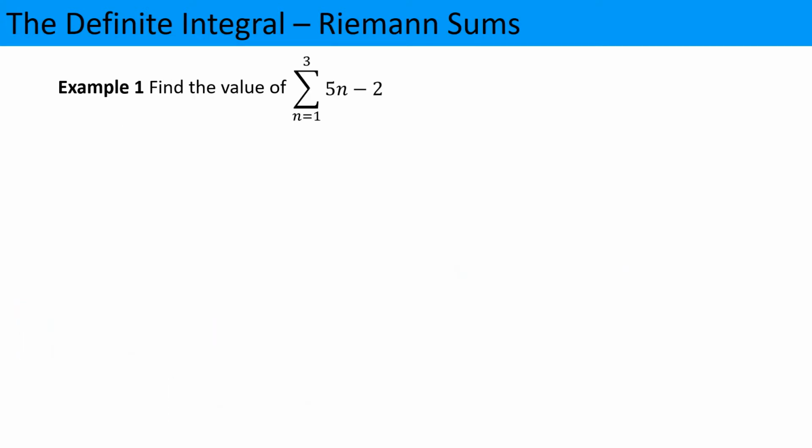Example, let's try this. Find the value of the summation of n equals 1 to 3 of the expression 5n minus 2. Our solution. Let's begin by writing that notation again just so that we get comfortable with it. The summation of n equals 1 to 3 of 5n minus 2. We begin at n equals 1 and put the 1 in the place of n. So the first term would be 5 times where the n was, we put in 1, minus 2.